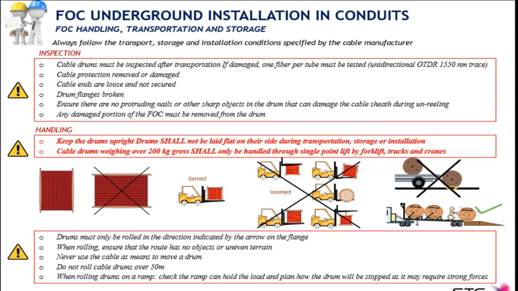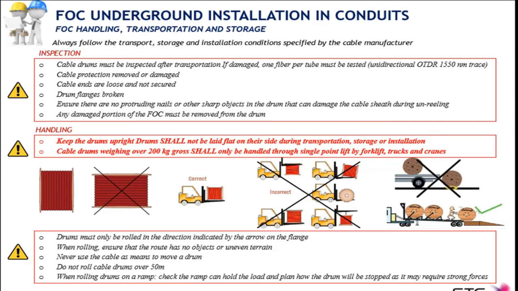So you must ensure that the cable in the cable drum is undamaged and perfectly operational at those sites where you are installing it. If you suspect that the cable may be damaged because something happened during the transportation from your warehouse to the site, or because you saw something abnormal when the cable drum was delivered by the manufacturer, what you have to do is test it. You have to test one fiber per tube with an OTDR at 1550 nanometers. This is a mandatory test, as we will see in the last chapter.